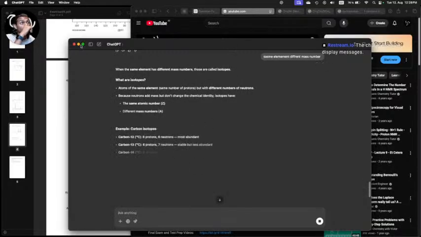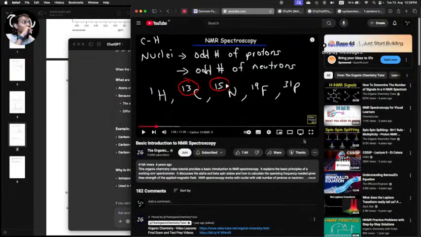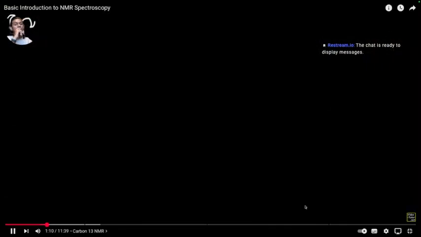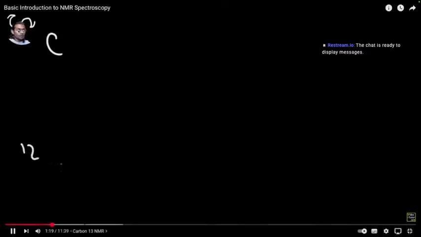Isotope, yeah. Isobars and isotopes. So let's take a look at carbon 13. Carbon 13 can work with NMR spectroscopy, but carbon 12 cannot.